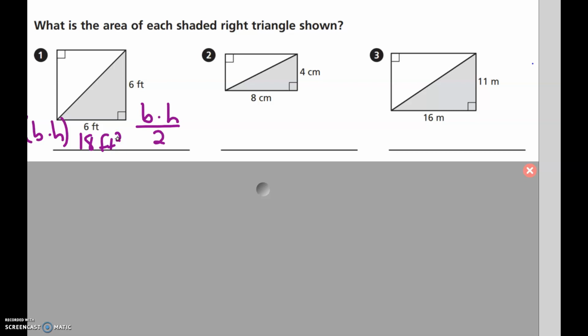All right, the next one, again, it's half of the base times height, or if you want to think of it as base times height divided by 2, because that's easier, do it that way. 8 times 4 is 32. Half of 32, or 32 divided by 2, is 16.